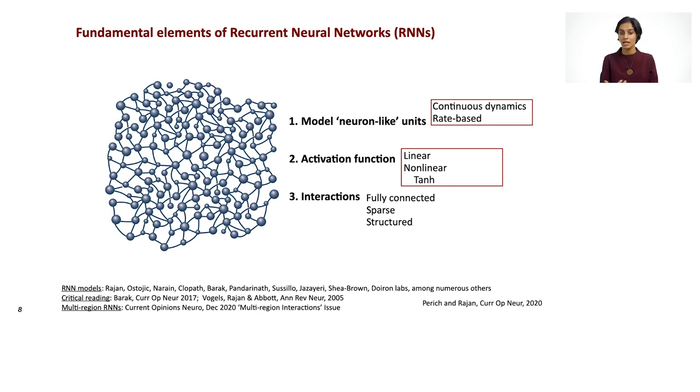And indeed, Brent Doiron has done some beautiful work on structured networks where recurrent neural network models can look like multiple regions. They can look like there's a distance-dependent change in the connectivity. For simplicity's sake, we're going to stick to fully connected networks where every model neuron-like unit talks to every other model neuron-like unit, and feedback and feed-forward connections are both possible. These are the fundamental elements that we're going to be playing with today. Think of them as Lego blocks, and let's see what these models can do.